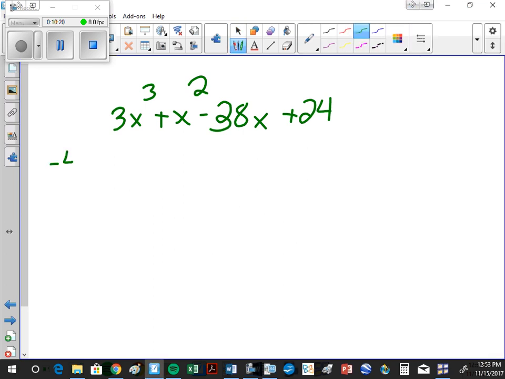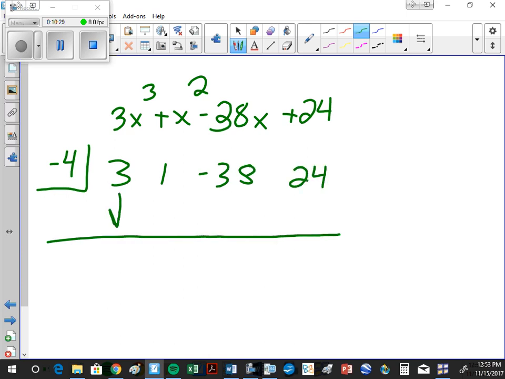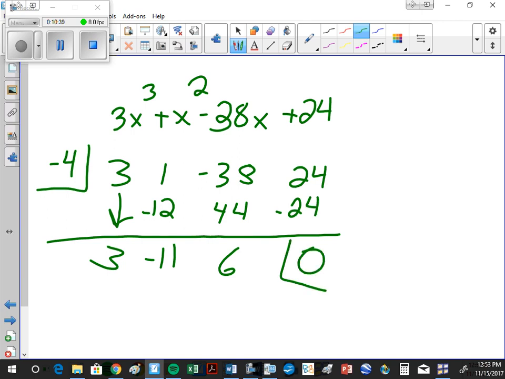We put negative 4 in the corner. 3, 1, negative 38, and 24. Drop the 3. Negative 12, negative 11, 44, 6, negative 24, and 0. Okay, now what? Now this is 3x squared minus 11x plus 6.